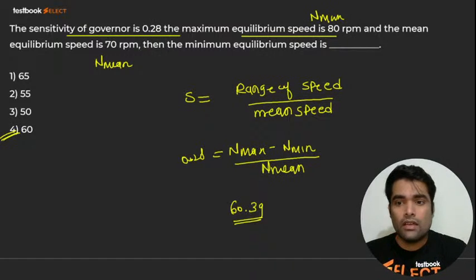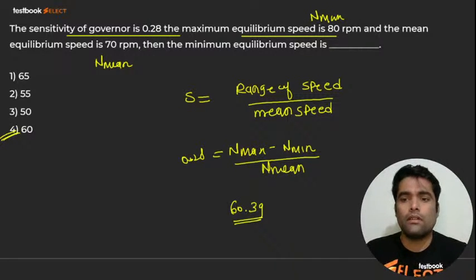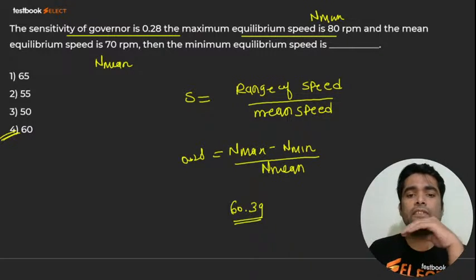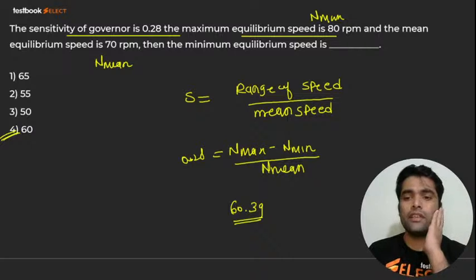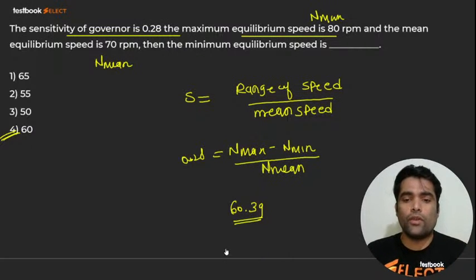Can you tell me the answer is 65 or what? Guys, please tell me. Answer is 65 or 60? It should be 60.39 something. 60, na? Okay, here I go for next.